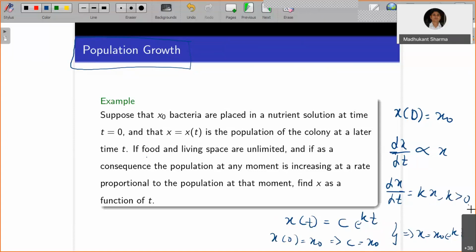Fine, right? So we can end the session here. Then we will start looking at solutions of some special cases of first order differential equations, dy by dx equals f of x, y, with the initial condition y at x naught equals y naught.